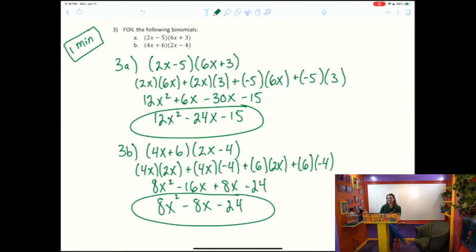2x times 6x is 12x squared. 2x times 3 is positive 6x. Negative 5 times 6x is a negative 30x. And a negative 5 times 3 is a negative 15. The positive 6x and the negative 30x will combine together to give you a negative 24x and a final answer of 12x squared minus 24x minus 15.